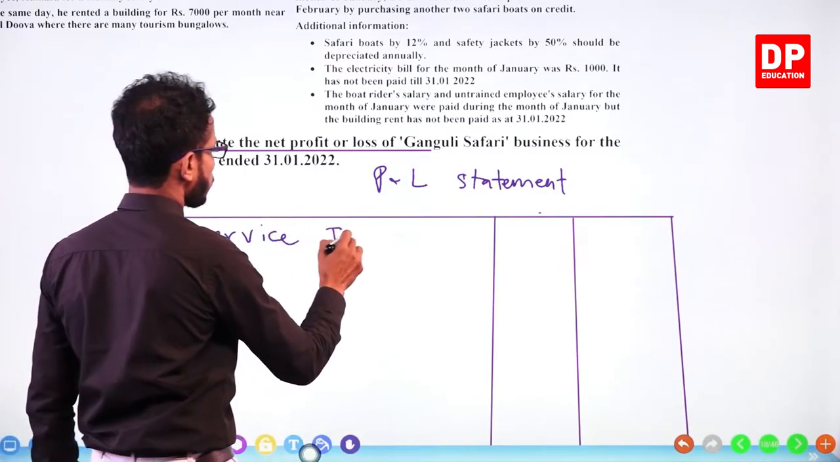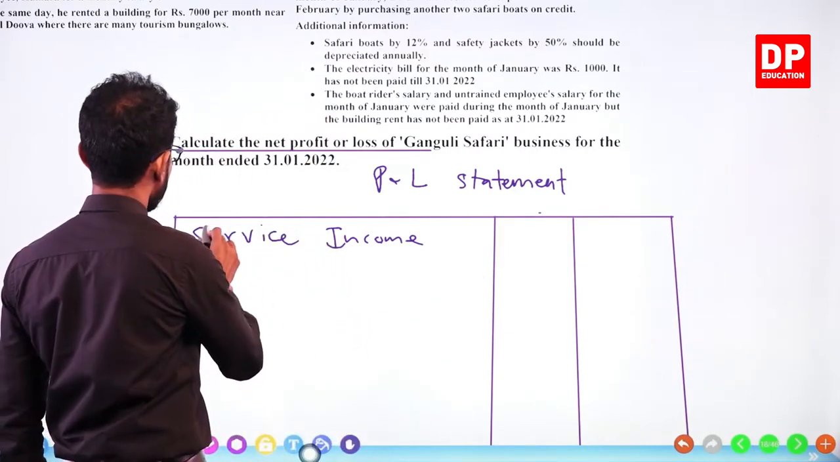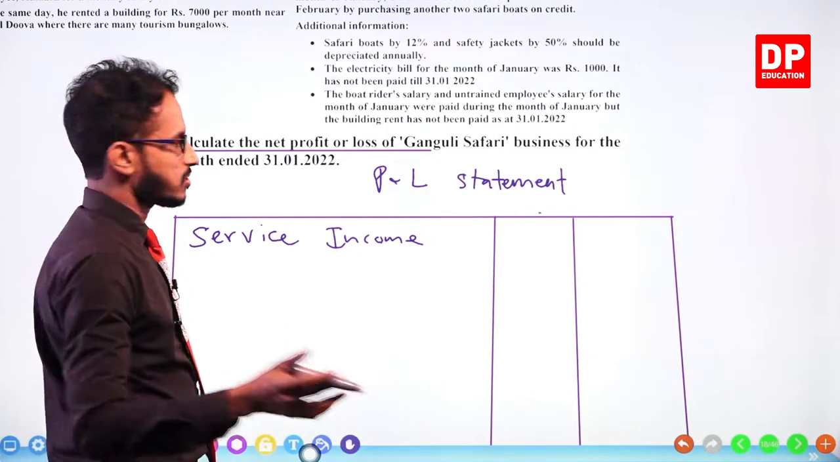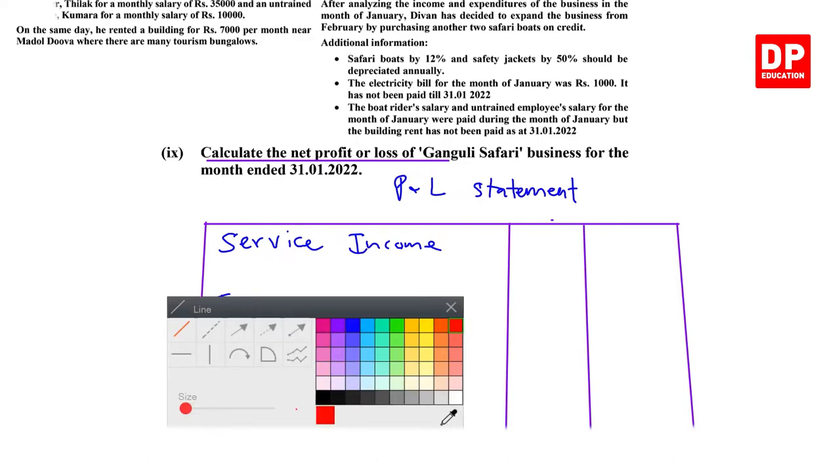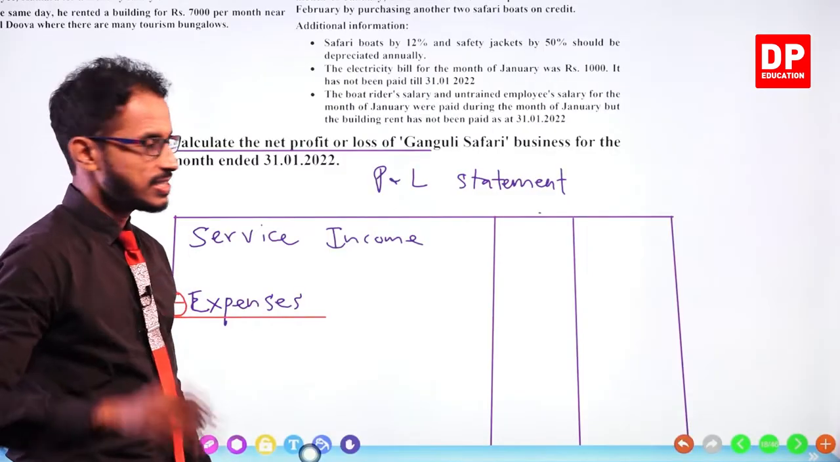What is the service income? Then cost. Are there any other incomes? I don't think so. Expenses should be subtracted. That is the easiest way to calculate the profit, income minus expenses.